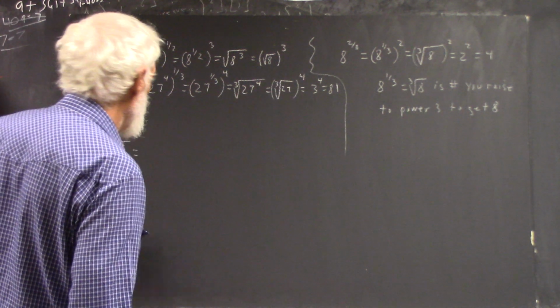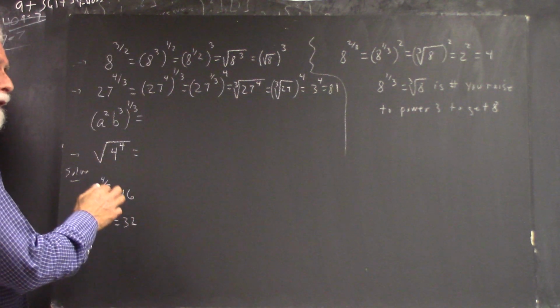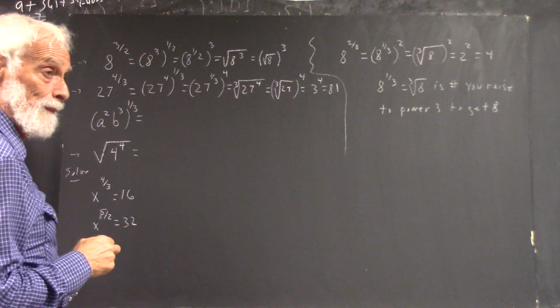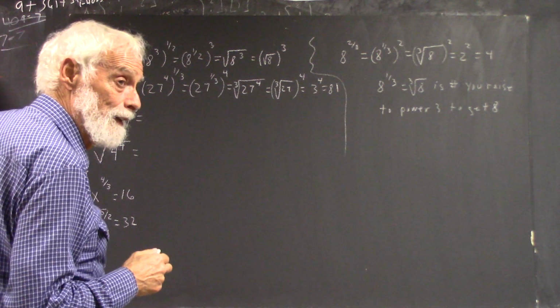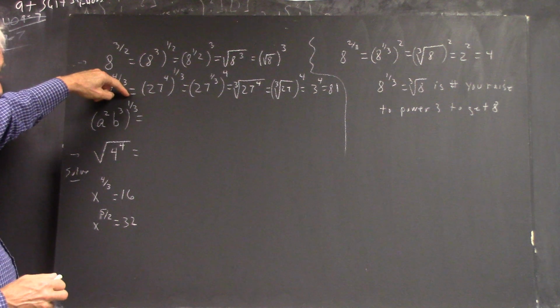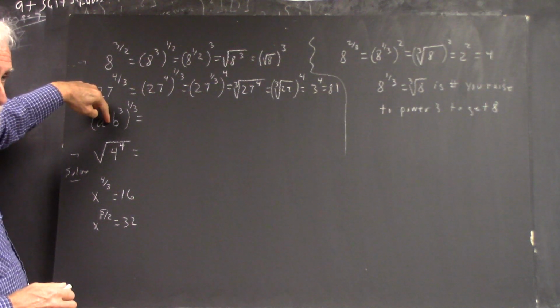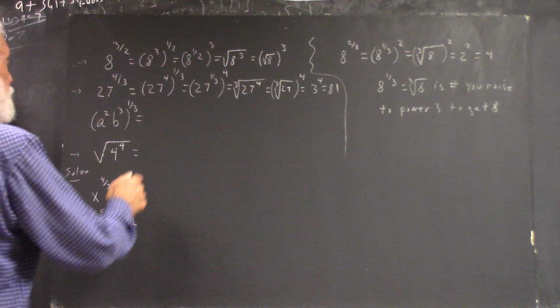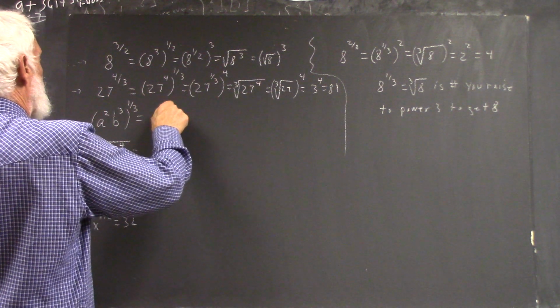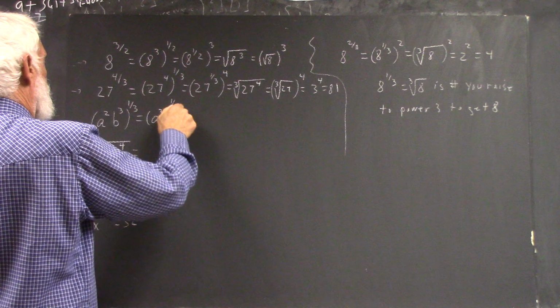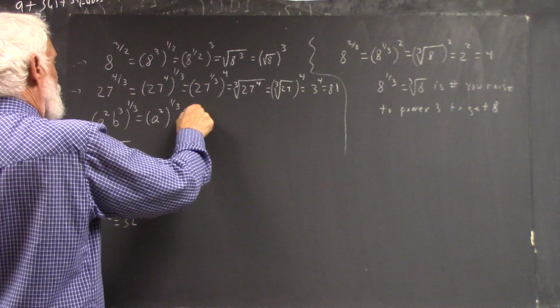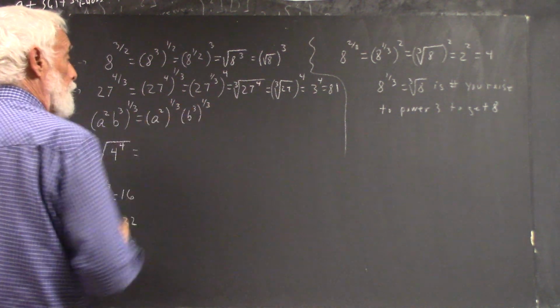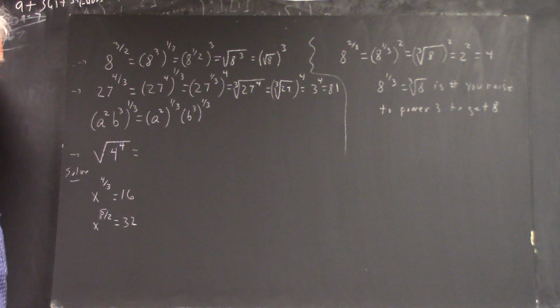Digress to this a squared b cubed thing. Okay, your rule here is that raising to a power distributes over multiplication. Okay? So in that sense, you're going to have a squared has to be raised to the 1/3, and b cubed has to be raised to the 1/3. Okay?